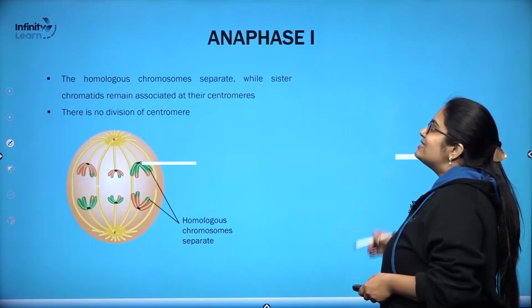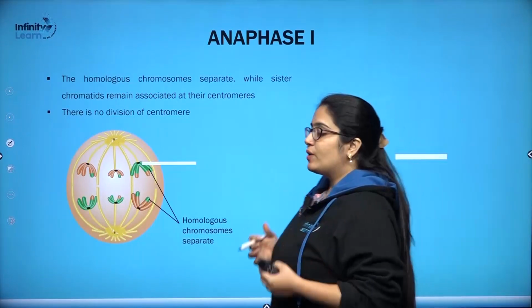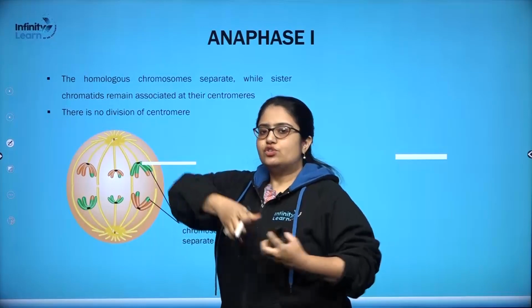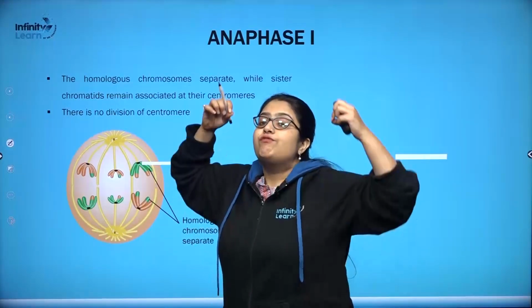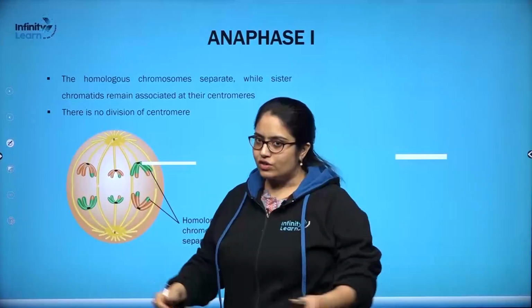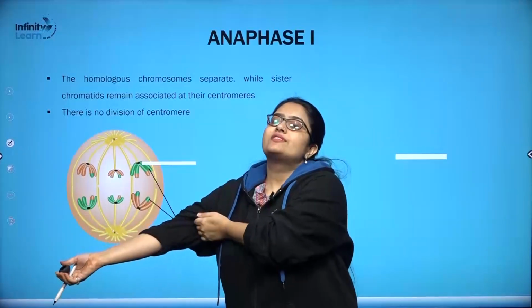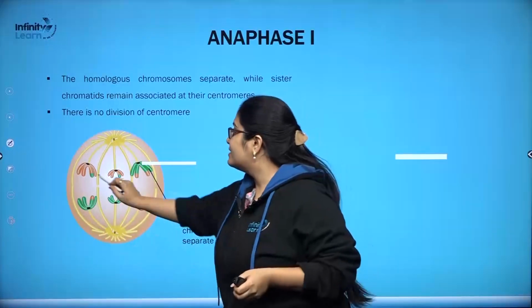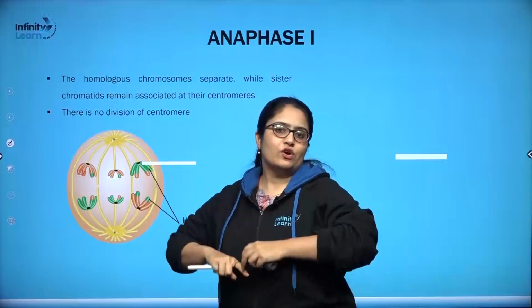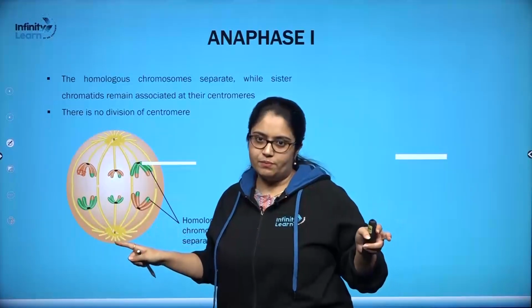Next is, my dear students, anaphase 1. Please remember what will happen in anaphase 1. Because of the shortening of the microtubules, the two homologous chromosomes will finally separate out. But remember, the centromere will not split. There is no splitting of the centromere, so the sister chromatids will not separate. The sister chromatids will still be together because splitting of the centromere has not taken place.